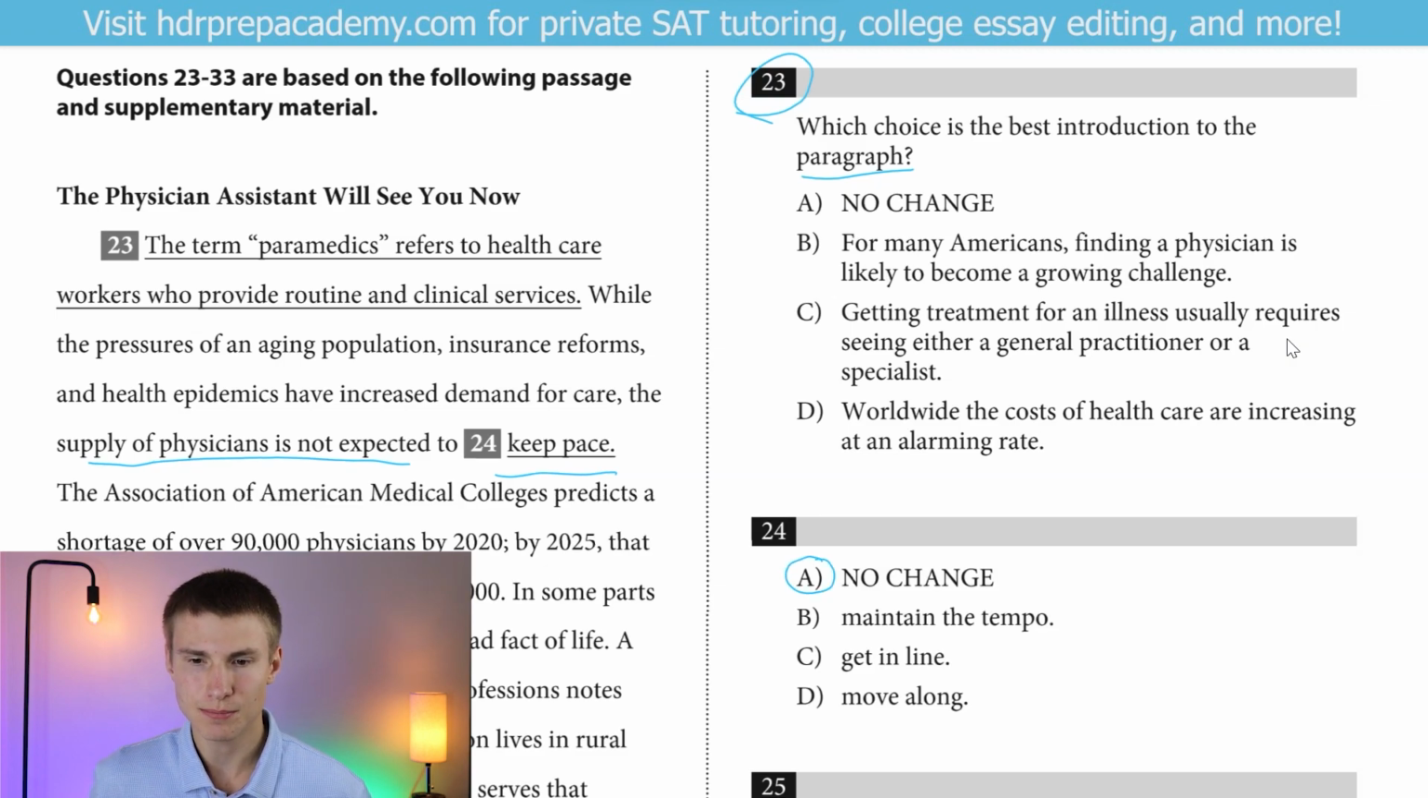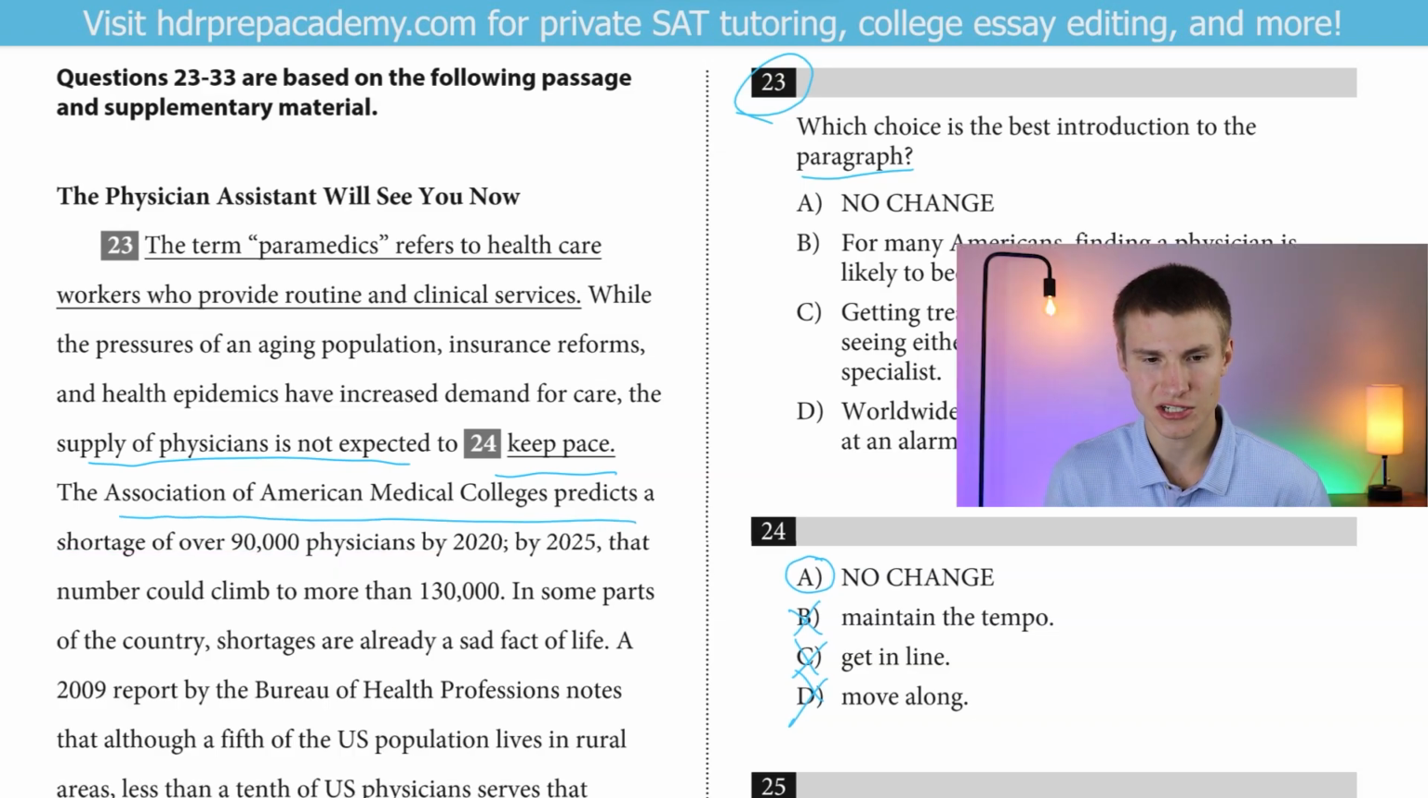Our answer there is going to be keep pace because that's matching the correct tone that we have so far in this passage. Also, we see it's going to be a science passage more than likely, fairly academic. We want to make sure we keep that academic tone. Saying get in line, move along, or maintain the tempo, those would all ruin that sort of academic, science sort of tone of this passage. So our answer there has to be A. All right, let's keep reading. The Association of American Medical Colleges predicts a shortage of over 90,000 physicians by 2020.